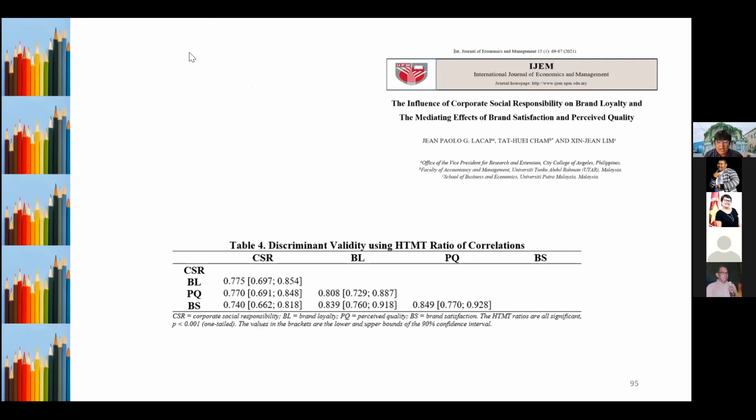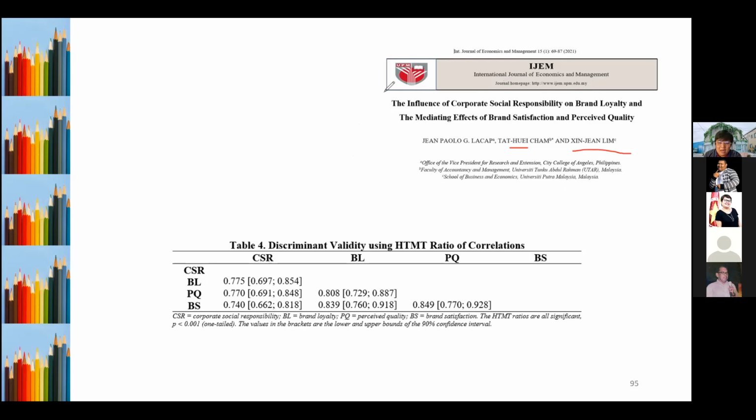Ito naman, dito sa paper na to, this is a study that we did with my colleagues in two universities. One is from UTAR, Universiti Tunku Abdul Rahman in Malaysia, and Professor Lim from Universiti Putra Malaysia. We did a study this year, actually. This was published early this year at the International Journal of Economics and Management, which is managed by Universiti Putra Malaysia. And it is Scopus indexed, currently ranked as a Q3 journal.